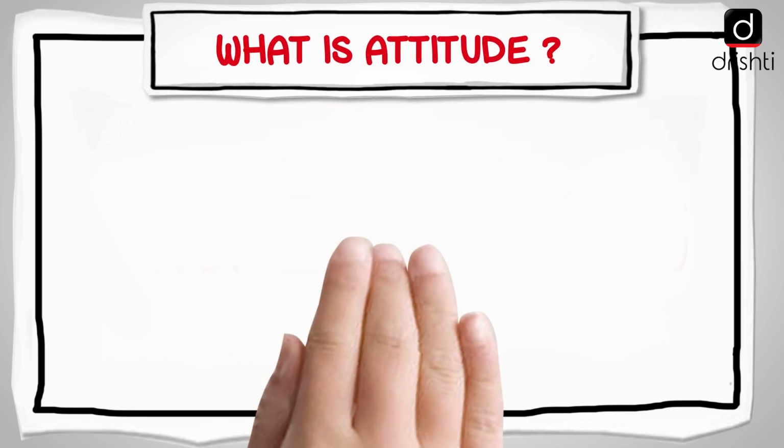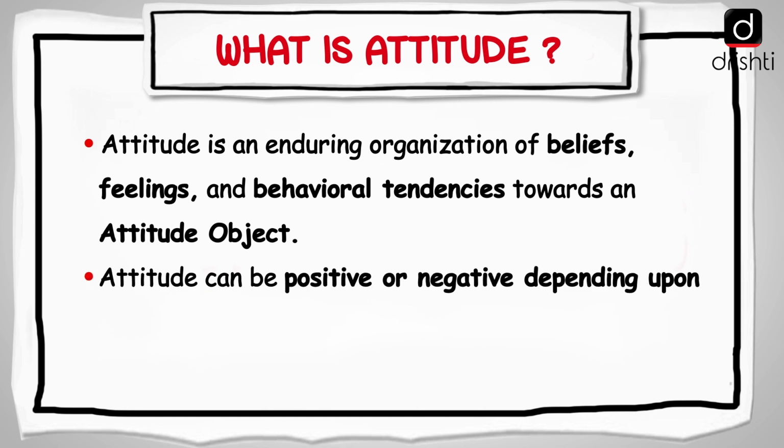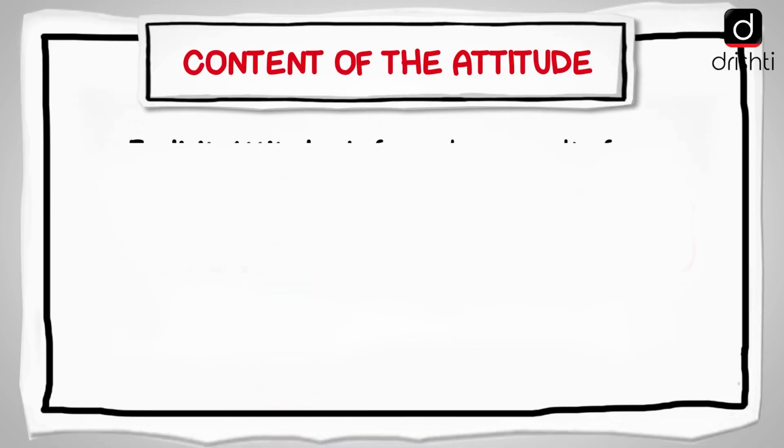So, what is attitude? Attitude is an enduring organization of beliefs, feelings, and behavioral tendencies towards an attitude object. That can be a person, group, event, ideology, or symbol. Attitude can be positive or negative, depending upon one's behavior or belief towards the object. For example, if I say, I hate black people, in this example, the person, or me, is having a negative attitude towards black people. Now, let's focus on attitude: content, structure, and functions.